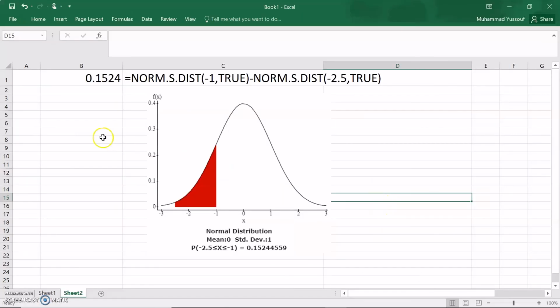So we are in Excel now, just to show you the same calculation. Look at that. The answer comes out to be 0.1524. This gives you the area to the left of -1, and this gives you the area to the left of -2.50. When you subtract these two areas, you get the middle area shown here. So I hope you can do this in Excel also.